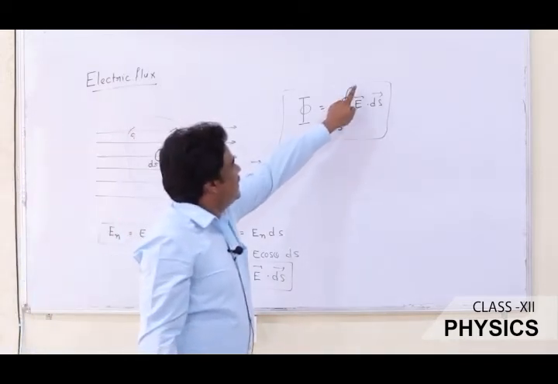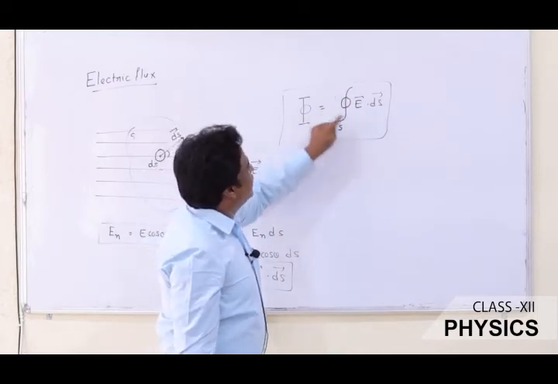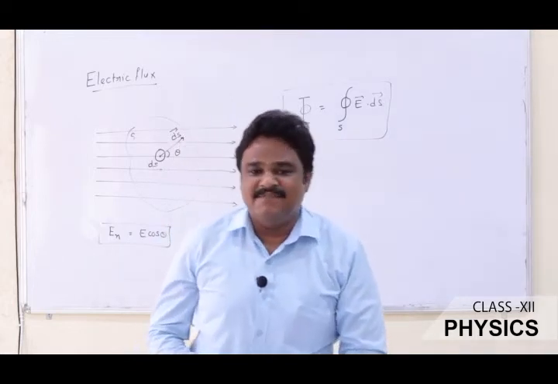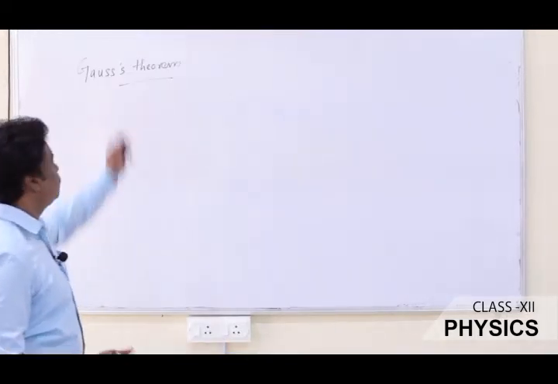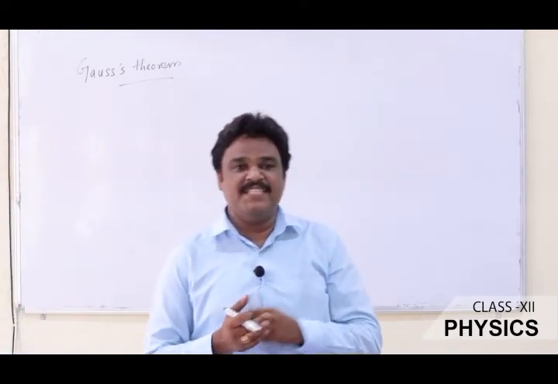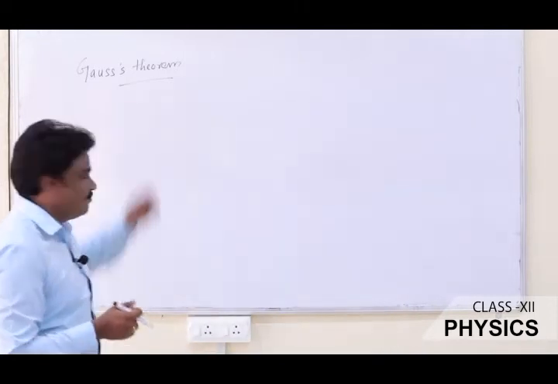What do you mean by this? It is an integral, that is, a surface integral. What do you mean by this circle? Over the closed loop, the dot product of E vector and ds vector. Our next topic is Gauss theorem. We studied the concept of area vector and the concept of electric flux only to understand what Gauss theorem is.